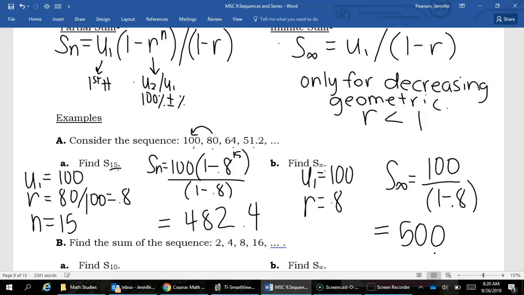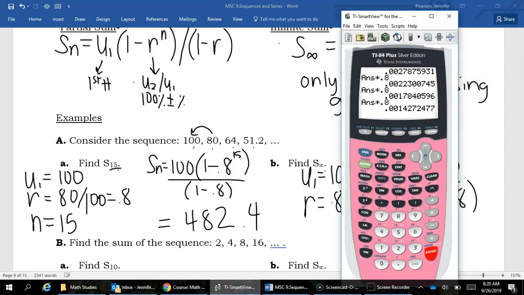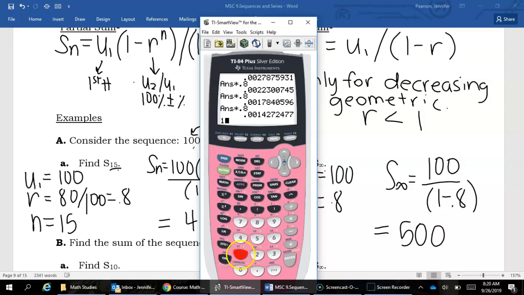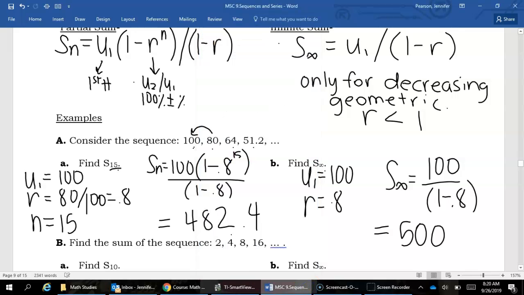But in case we don't believe me, let's go 100 divided by, and we need our parentheses so that our calculator treats our order of operations correctly, 500. And you can see after 15 terms, we were already at 480. We were almost there. But add those extra terms, and we get up to 500 for our final sum.